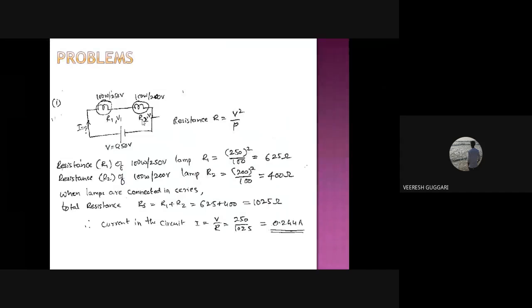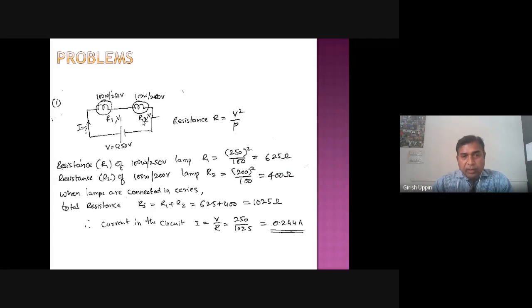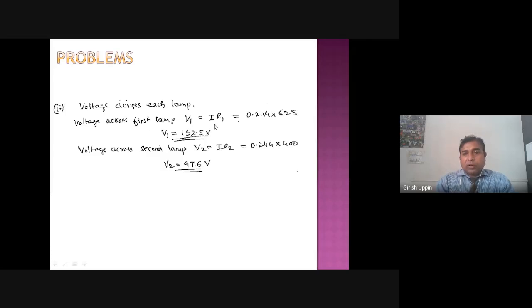152.5. Okay. If you want to verify your answer, if you add both the values, you should approximately get 250 volt. So the voltage across each lamp, V1 is equal to I into R1, 0.244 into 625. We get V1 is equal to 152.5 volt, and the voltage across the second lamp, V2 is equal to I into R2, that is 0.244 into 400, which you will get as 97.6. Okay, I hope everybody understood.